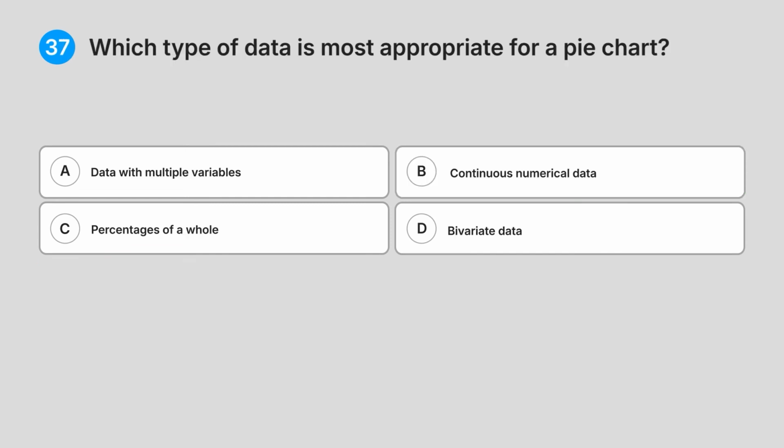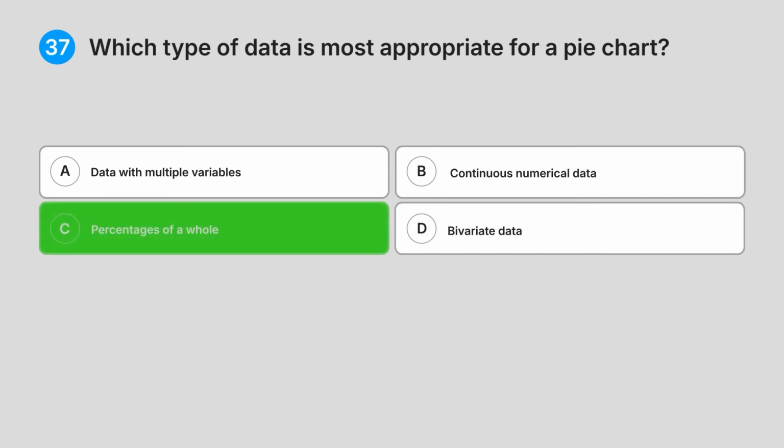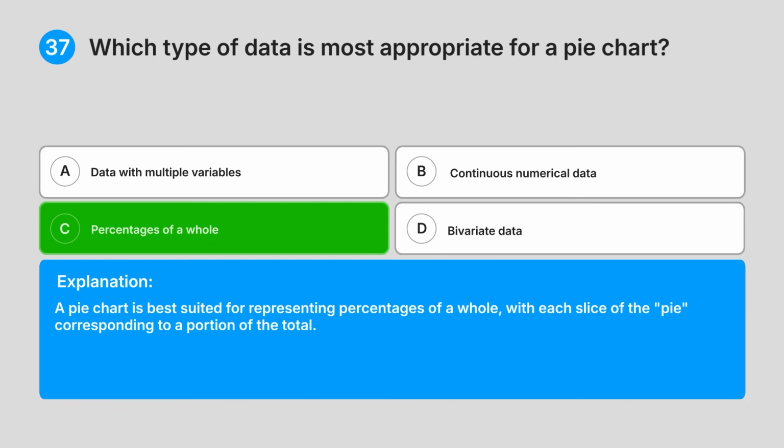37. Which type of data is most appropriate for a pie chart? A. Data with multiple variables. B. Continuous numerical data. C. Percentages of a whole. D. Bivariate data. What do you think is the answer? Correct answer: C. Percentages of a whole. Explanation: a pie chart is best suited for representing percentages of a whole, with each slice of the pie corresponding to a portion of the total.